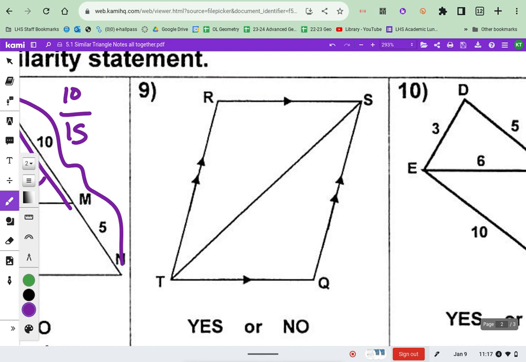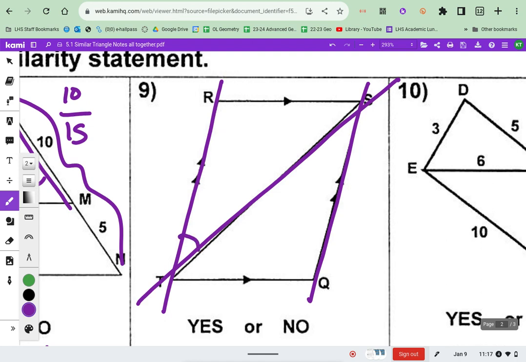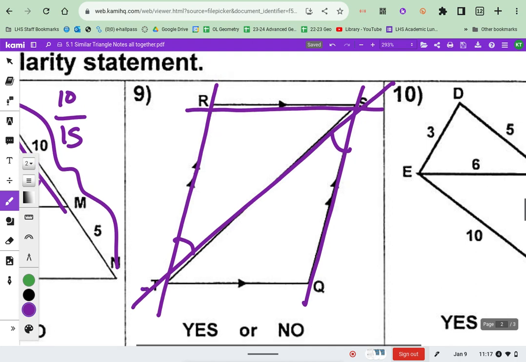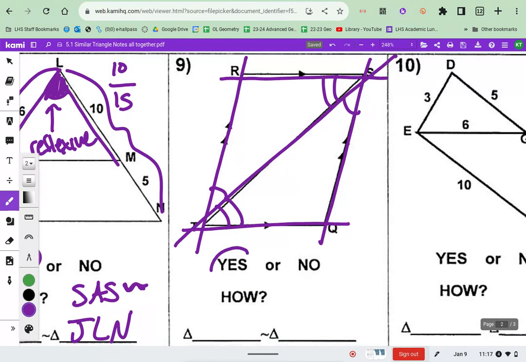are the most common. So if I highlight my parallel lines, pick a transversal, I have one set of alternate interior angles there. And then if I switch parallel lines, use the same transversal, I have a second set of alternate interior angles. So that's where the two congruent angles in each triangle comes from. So yes, these guys are similar by the angle-angle similarity. And you could say triangle TRS is similar to triangle, let's see, SQT.